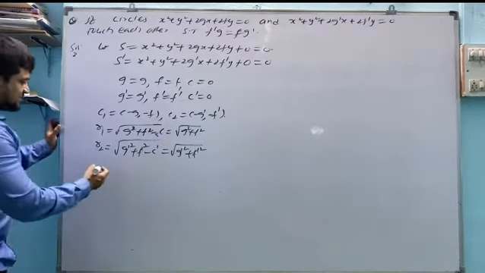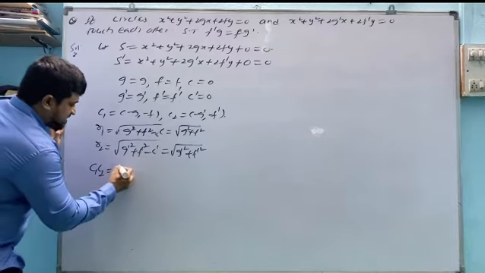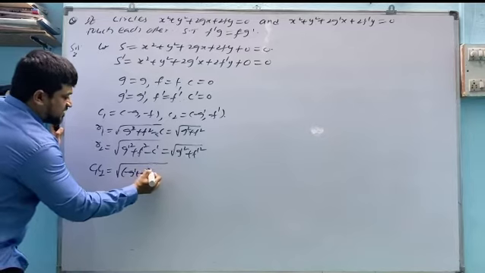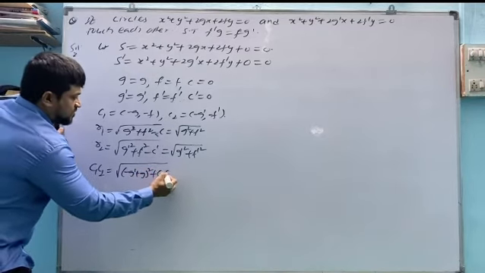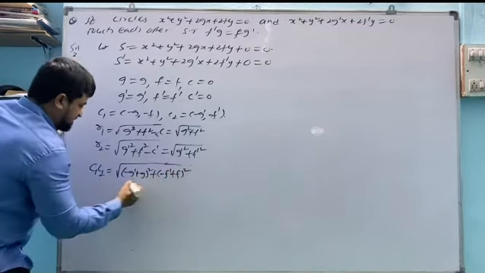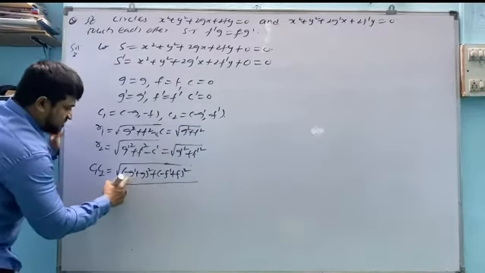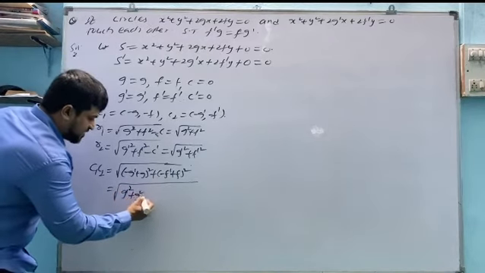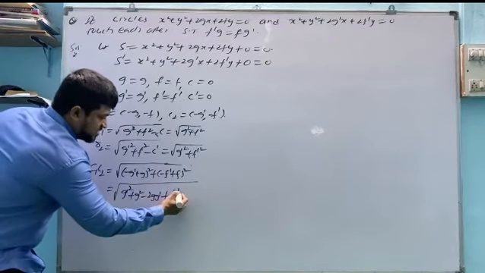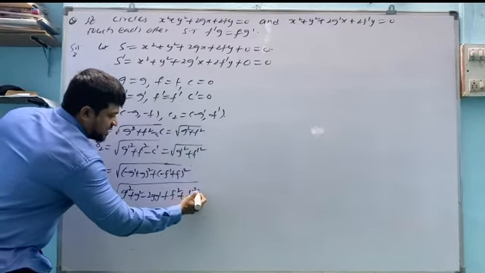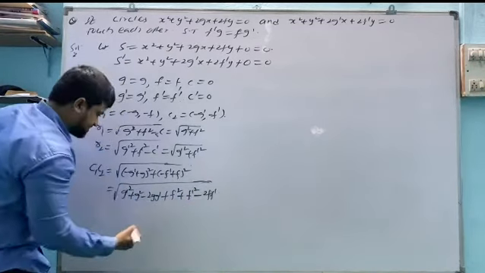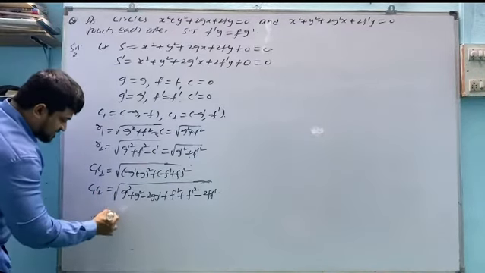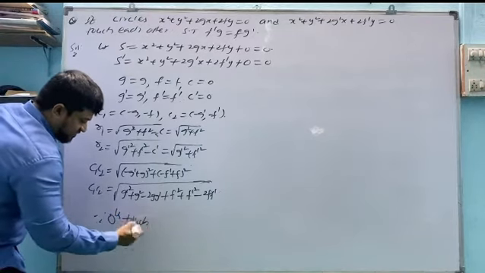What they have given? Touch each other. So for center 1, center 2, we have to find the distance: root of x2 minus x1 whole square plus y2 minus y1 whole square. Expand this one. Root over a minus b whole square is a square plus b square minus 2ab. Here also the same thing: a square plus b square minus 2ab, that is 2f f dash. This is c1 c2. The given condition is that the circles touch each other.